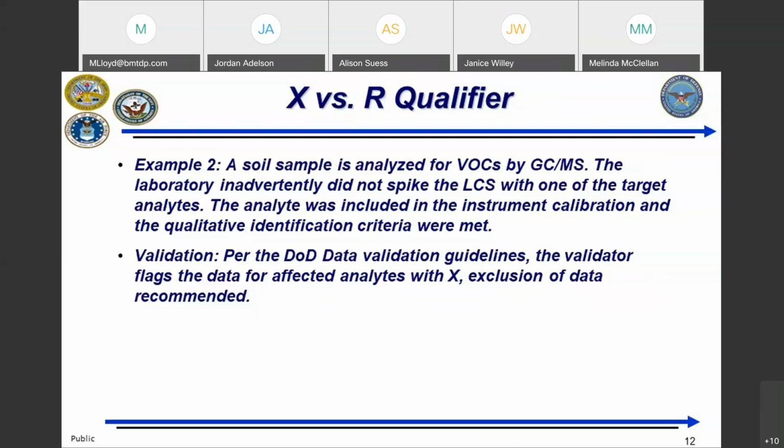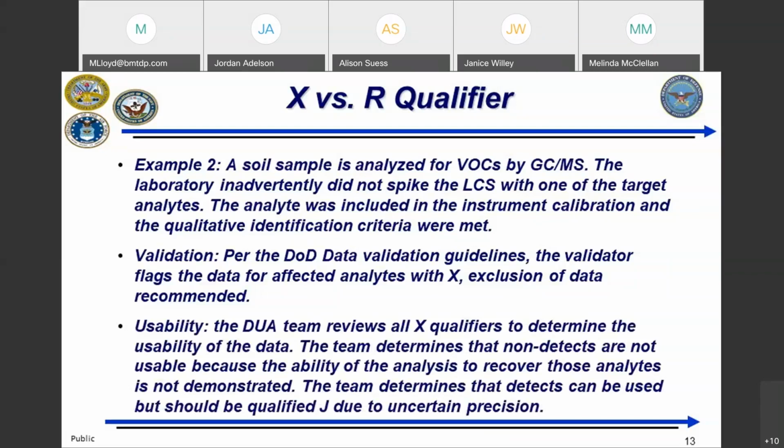Thank you. So what does the usability team do with this? They look at it and determine that, well, it was calibrated, and so non-detects are still valid because it wasn't seen there qualitatively. Any of the detects, you know what? We can be pretty sure that it was identified because the qualitative identification is there and it was a calibrated analyte, but we have no idea what the precision and accuracy are. So we're going to make those estimated.